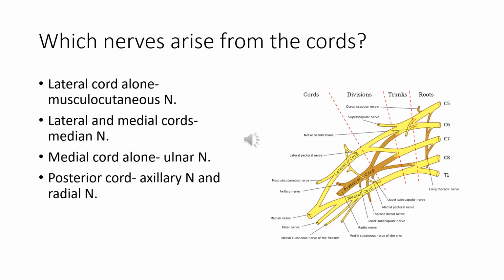So these are the anterior nerves. Now posteriorly, the posterior cord first gives a small axillary nerve, and then it continues as the radial nerve. So these are the five main nerves of the brachial plexus: musculocutaneous nerve, median nerve, ulnar nerve, axillary nerve, and radial nerve.